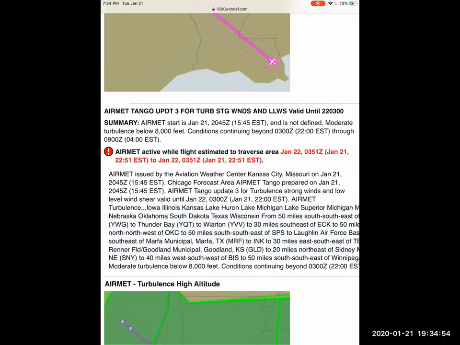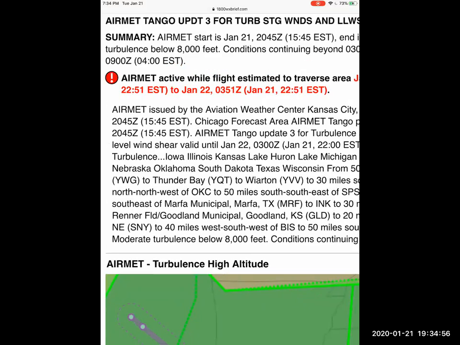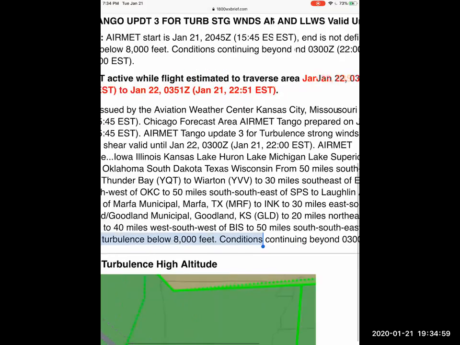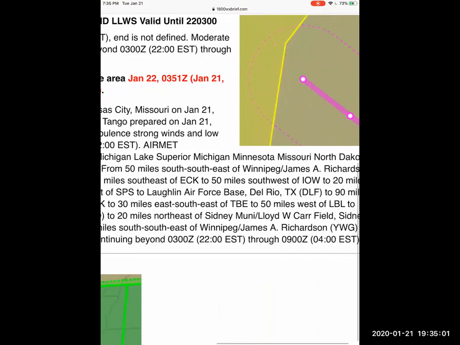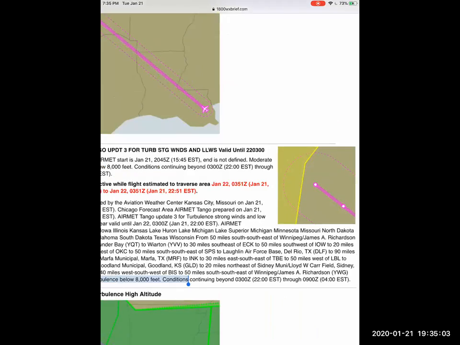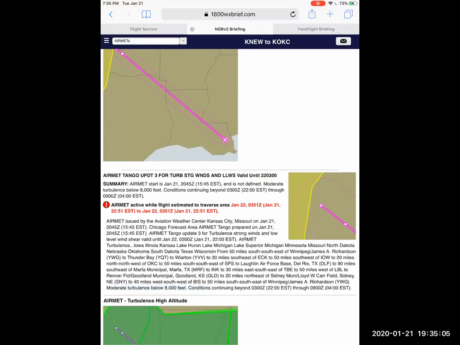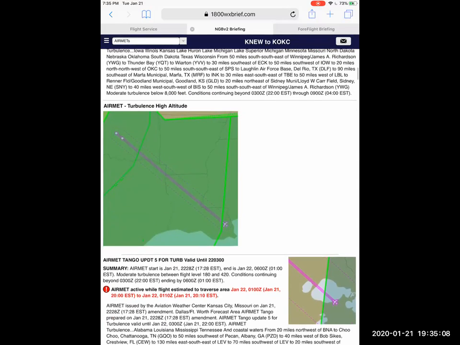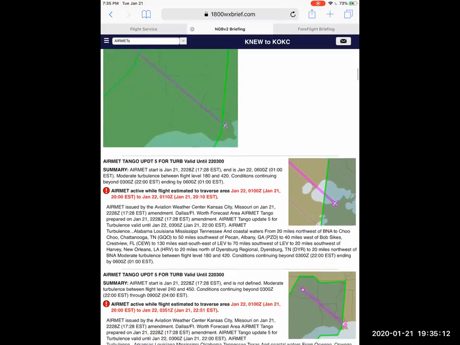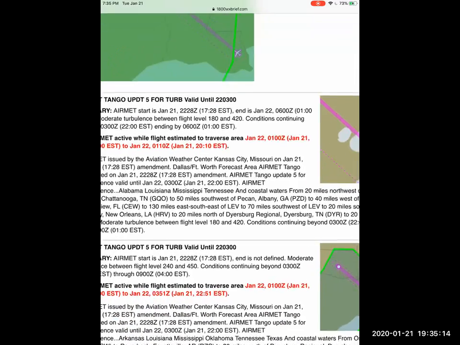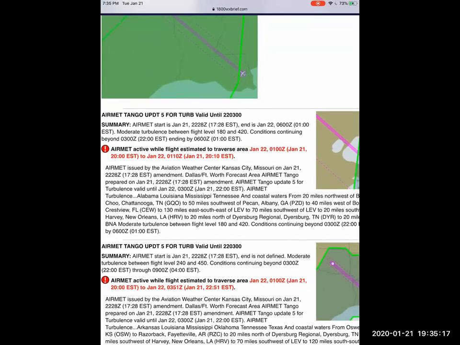Lastly, it calls for the conditions, which we already read in the summary, which is moderate turbulence below 8,000 feet, conditions continuing beyond 0300 to 0900. So we're seeing a consistent theme here. There's also an AIRMET for turbulence for high altitude, all along our route of flight. But if we take a quick gander, you'll see that for us, that shouldn't be an issue, because high altitude, of course, in this case, you can see it's for moderate turbulence between flight level 180 and 420. So therefore, this shouldn't apply to us.